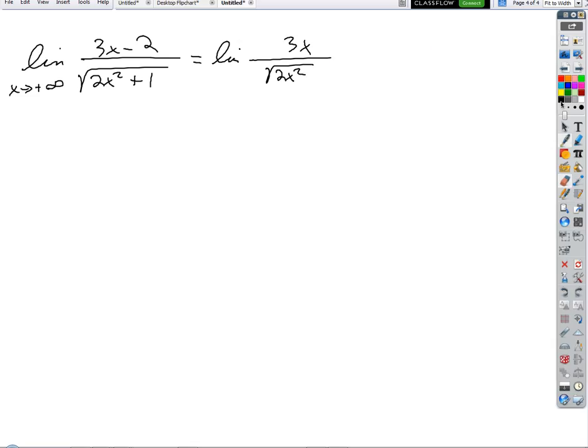Okay. And so, what's that? I could rewrite that as the limit of 3x over the square root of 2 times the square root of x squared, right? On the bottom? Does everybody agree? Okay, as x approaches infinity.